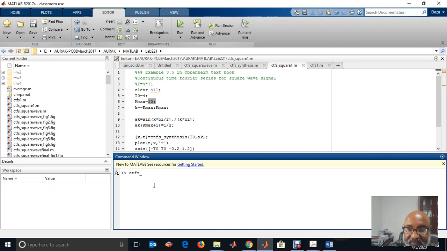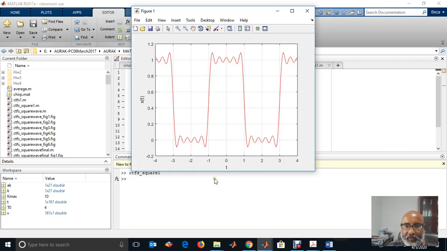CTFS square 1. This is my function. See, this is the square pulse. How many periods? 2 periods. So I start from here, from -4, and then here 0, 1 period, and then another period from 0 to 4. Okay? Because the CTFS function generates 2 periods, the synthesis function.